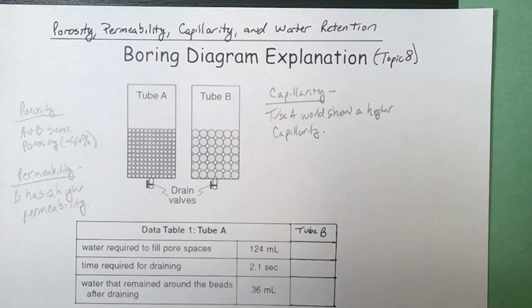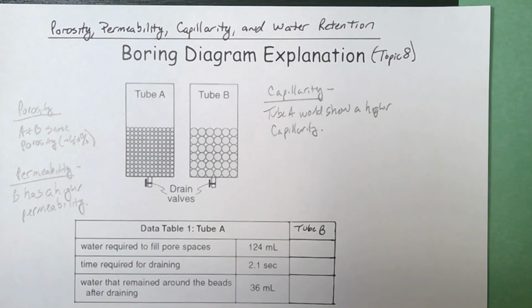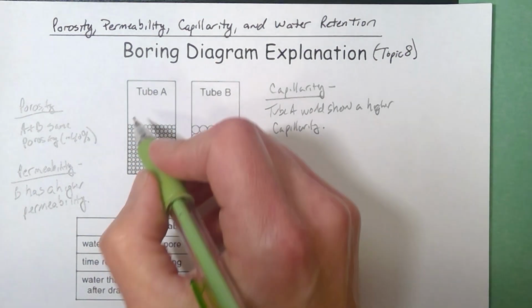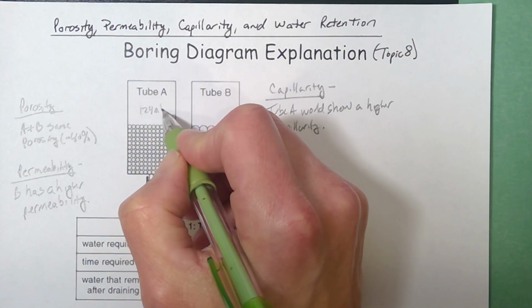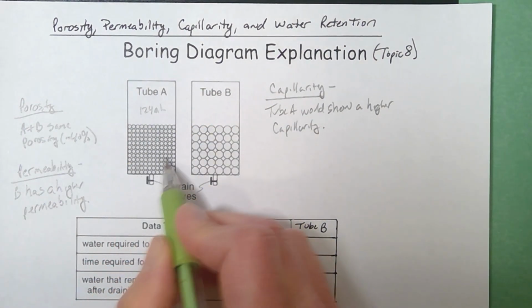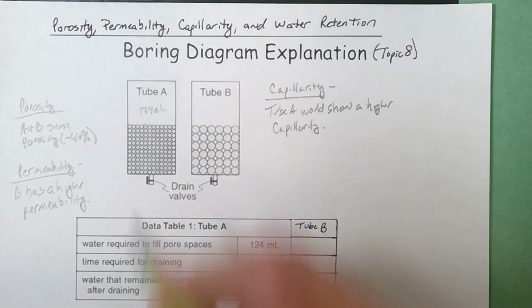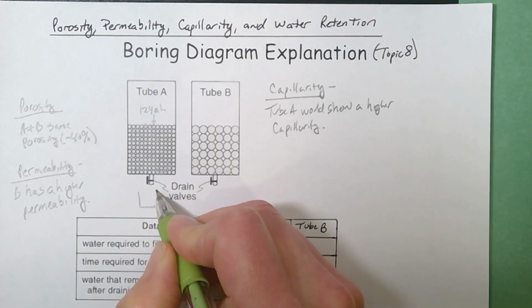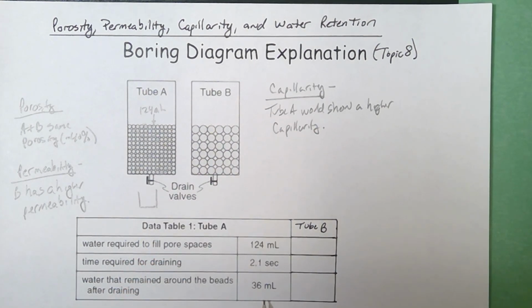Now, looking at the data that they gave us for these, one thing that they talk about is the water that remained around the beads after draining. The amount of water that you put in is not always the amount of water that you are going to get out. If you look at tube A, it said that 124 milliliters was put in to completely fill the beads. So there was 124 milliliters of water that it took to fill it. When you drained the beads, okay, there was 36 that was left around the beads.